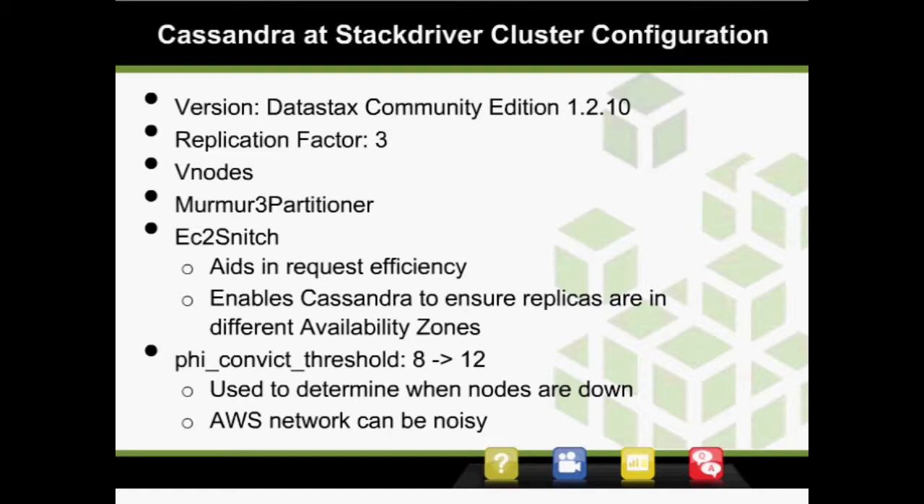And then one other setting that I feel is a little bit hidden, but I think is worth mentioning, is this phi convict threshold. This is used to determine when nodes are down. And this is actually a DataStax recommendation. The AWS network can be a little noisy. By increasing the threshold from 8 to 12, you'll find that nodes will give each other a little bit more time to respond before being marked as down. And this just helps, I found, in operations on top of AWS.